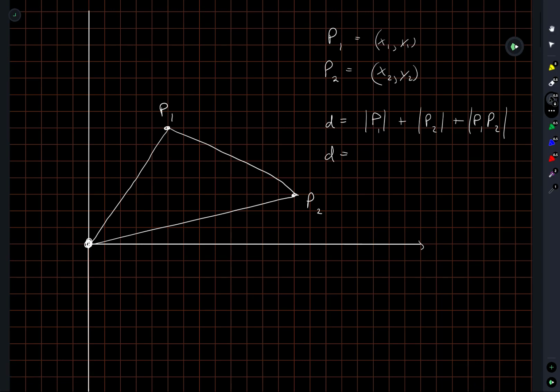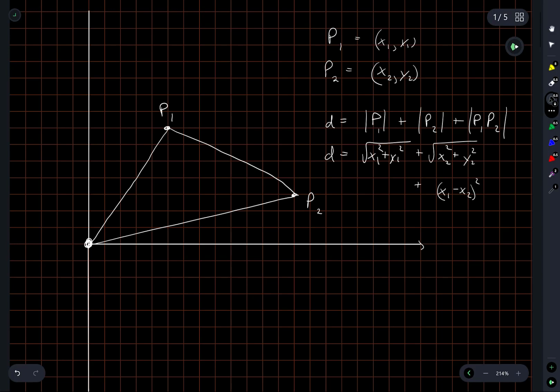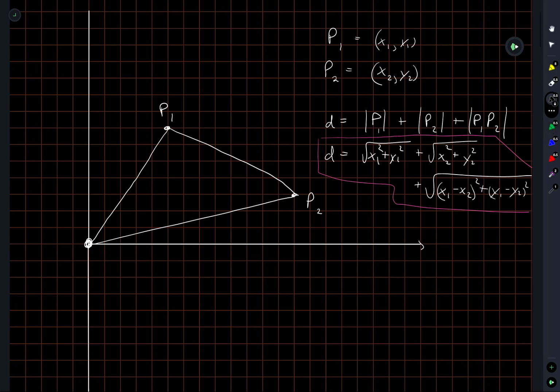So the length of P1 is the square root of x1 squared plus y1 squared. P2 is the square root of x2 squared plus y2 squared, plus the square root of (x1 minus x2) squared plus (y1 minus y2) squared. Okay, so that's the perimeter, which, according to the question, is a fixed number. It's kind of messy.